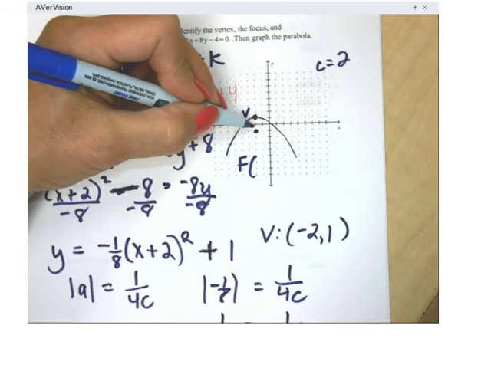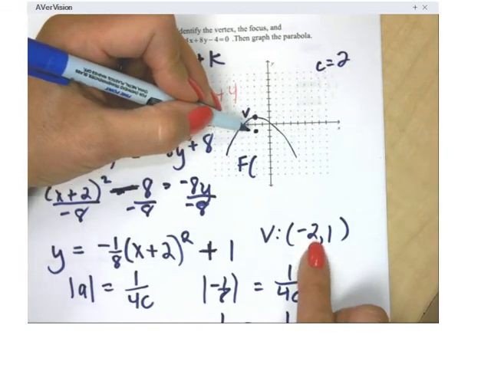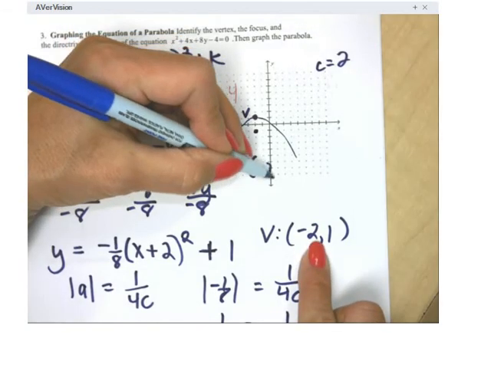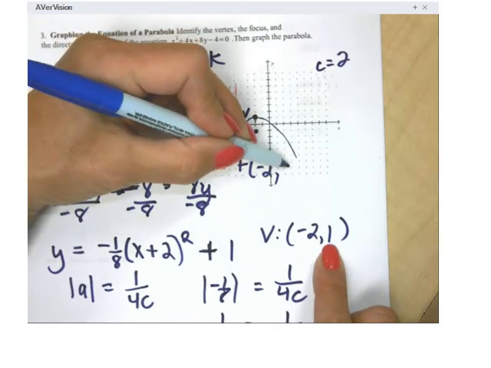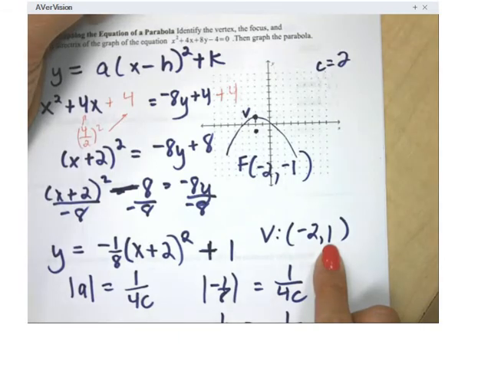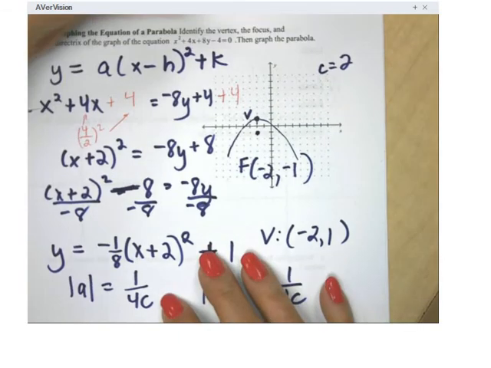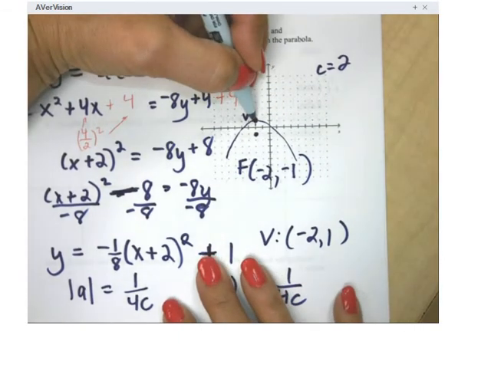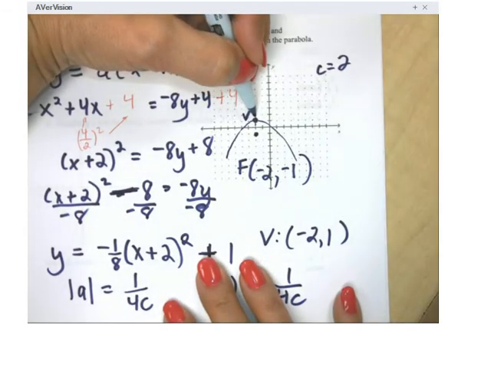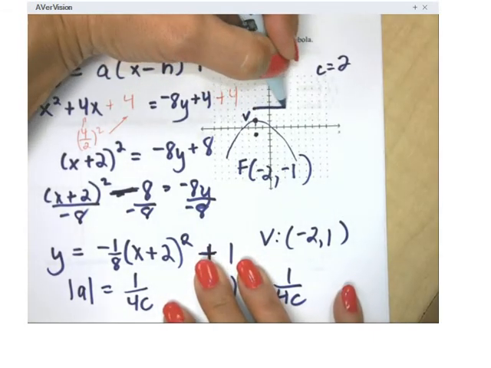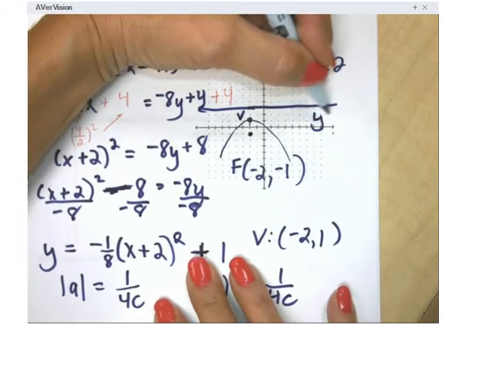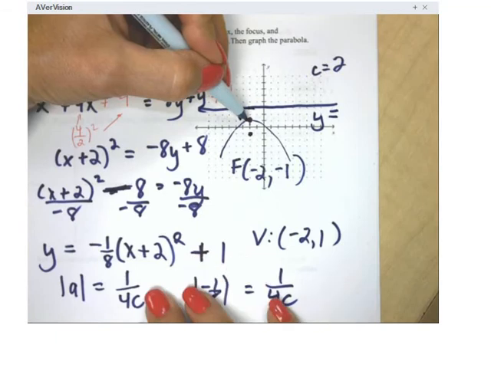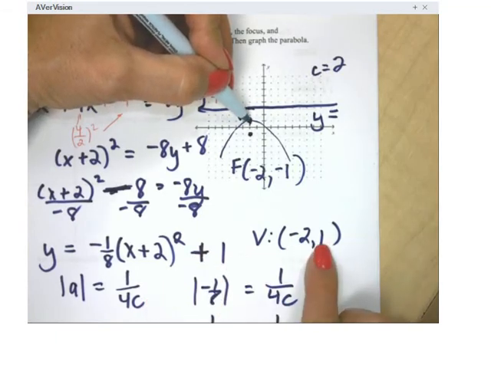So now I'm ready to look at my picture. The best way to find the location of your focus and directrix is to look at your picture. So I look right up here. Here's my vertex. I know c is 2, which means I need to move down 2 units right to there to find my focus. So I'm going to have a focal point where the x-coordinate is the same as the vertex, at -2, but now my y-coordinate dropped down 2, so it's going to be at -1.